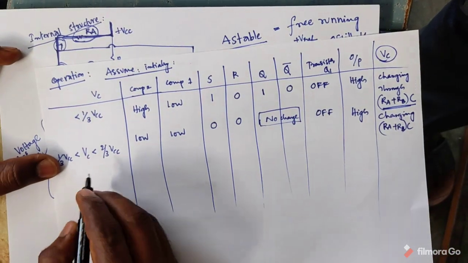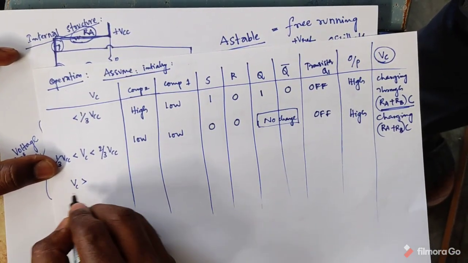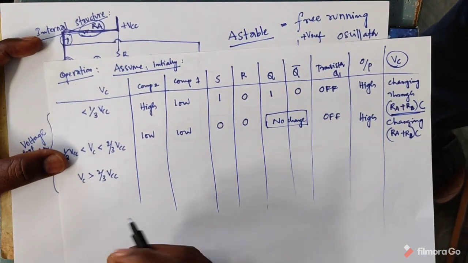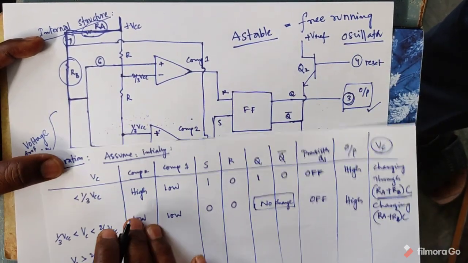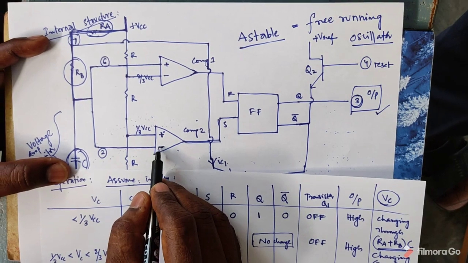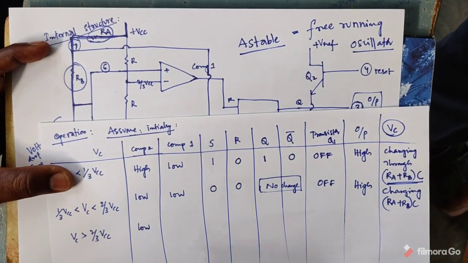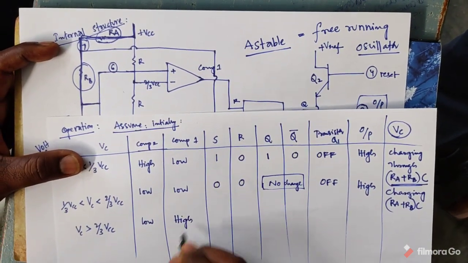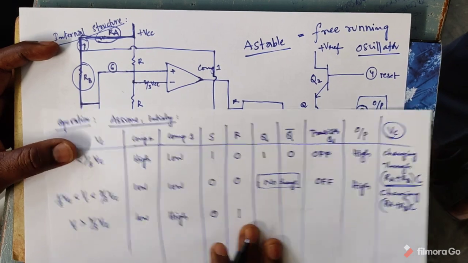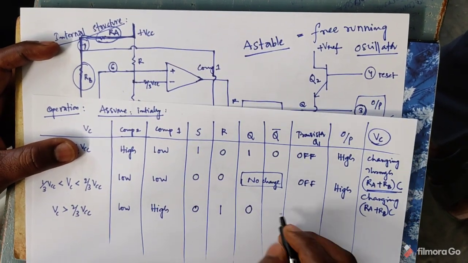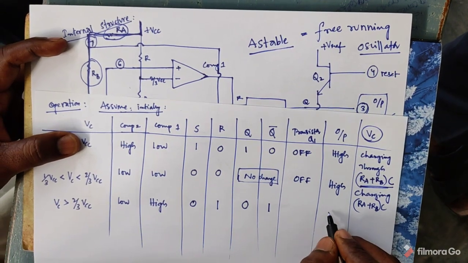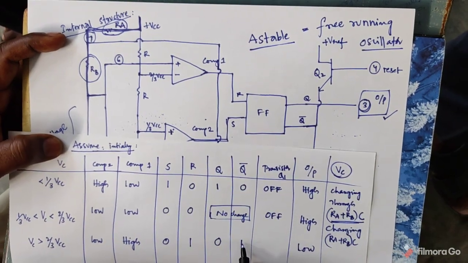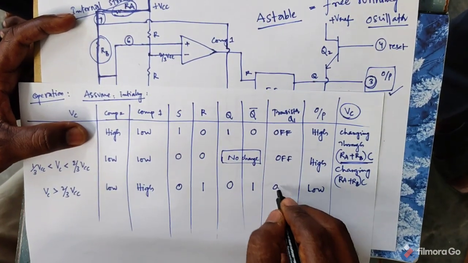Next one is, at certain level the voltage drop across capacitor is greater than 2/3 of VCC, that is due to exponentially increasing. This 2/3 of VCC is connected to comparator 2, so that result will be low for comparator 2, and that same voltage is connected to positive terminal, so comparator 1 is high state. Low, high, that is 0 and 1. For 0 and 1, Q value is 0, Q bar value is 1. Q value 0, so output value is low. Next, transistor 1, because Q bar value is 1, so transistor is on state.